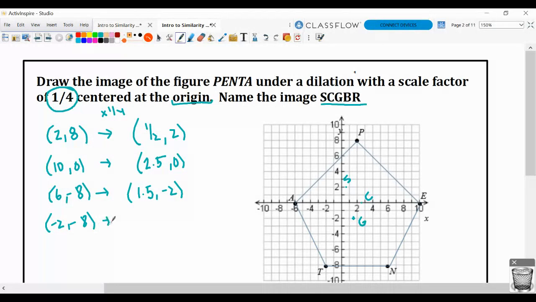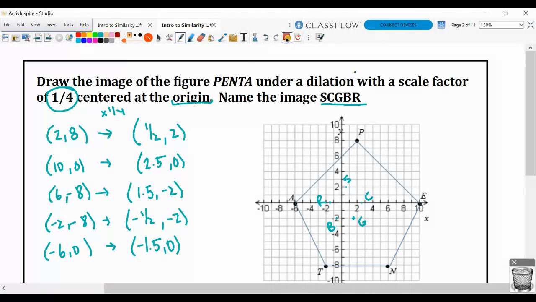Let's not spend too much time on this. We did the opposite. That'll be negative 1/2, negative 2, negative 1/2, negative 2. And that's SCGB. And then R is going to correspond with A. Remember the corresponding place, even when we did congruent statements, this was true. So negative 6, 0. And we've got negative 6 times 1/4 is negative 1.5, 0. Negative 1.5. So that'll be SCGBR.